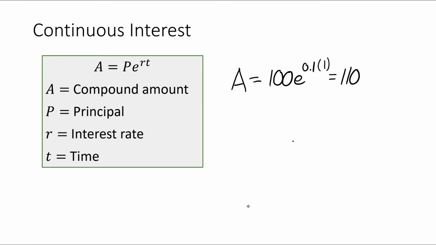$110.52. In this class, we'll always be rounding to the nearest cent. The nearest cent is 2 decimal places. Sometimes people think that cent is 1 decimal place, but cent is 2 decimal places. So anyway, $110.52 would be the most that could be earned off a $100 investment at 10% interest.